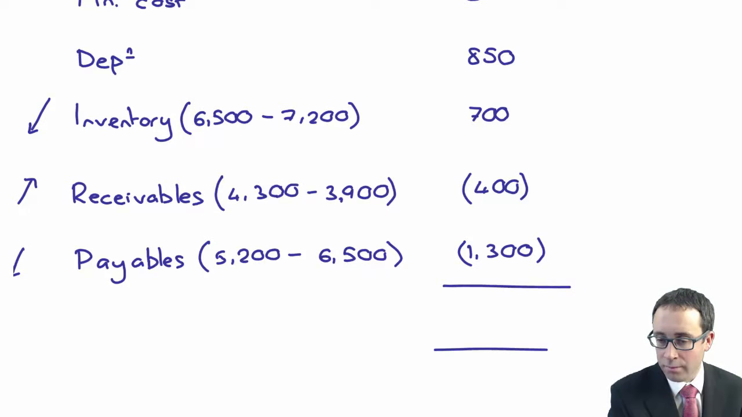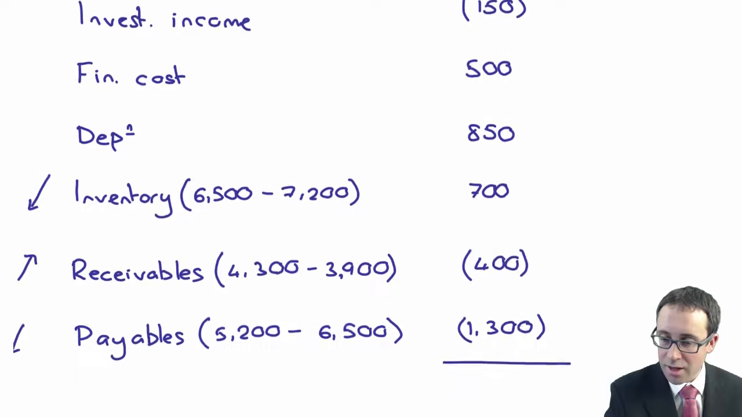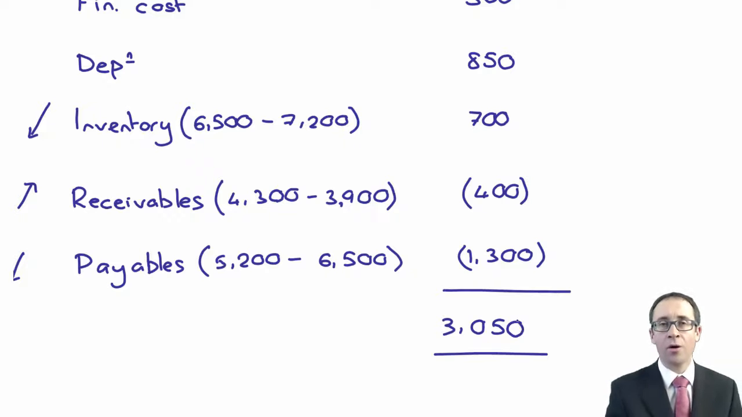Once you've done that, it's all complete. We can then just figure it all out. 2850 less the 150 plus 500 plus 850 plus 700 less 400 less 1,300 gives me 3,050. Okay, that's your cash from your operations. Okay, there we go. Excellent. Work it through with a couple of examples. It's revision essentially from the certificate level, so hopefully you shouldn't find that too challenging.